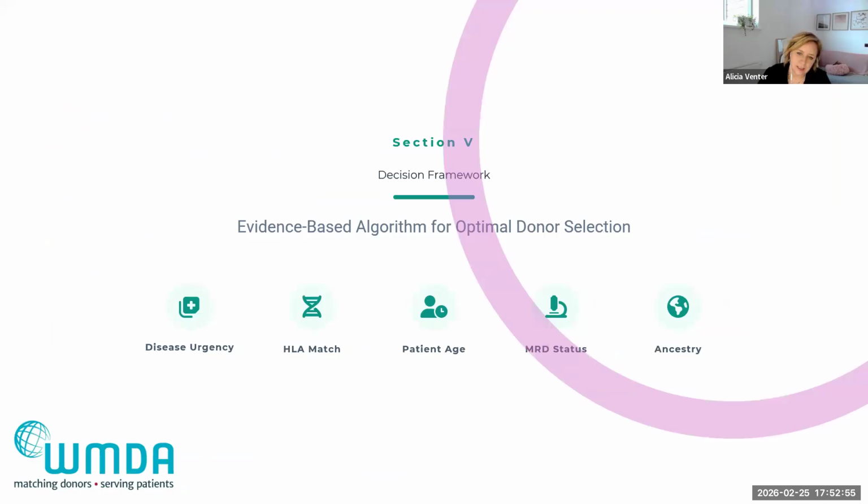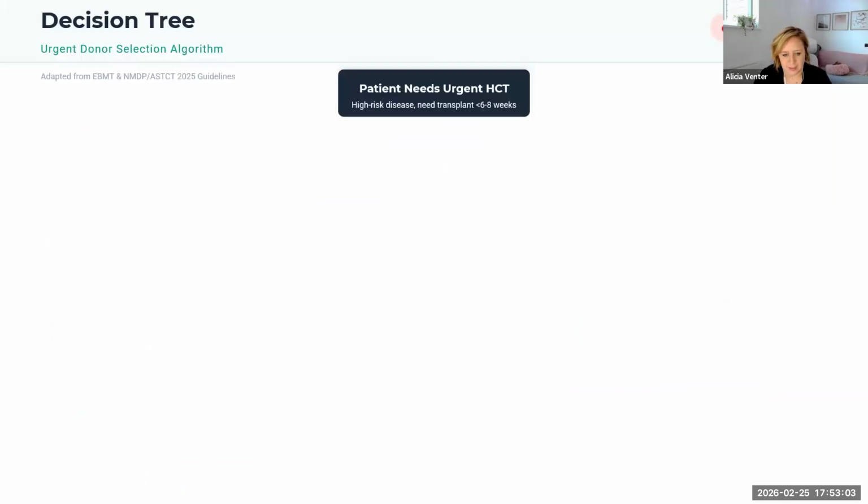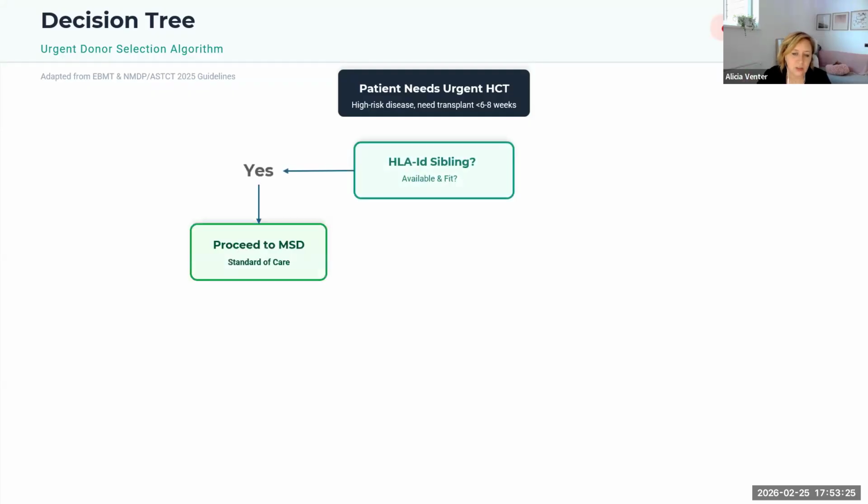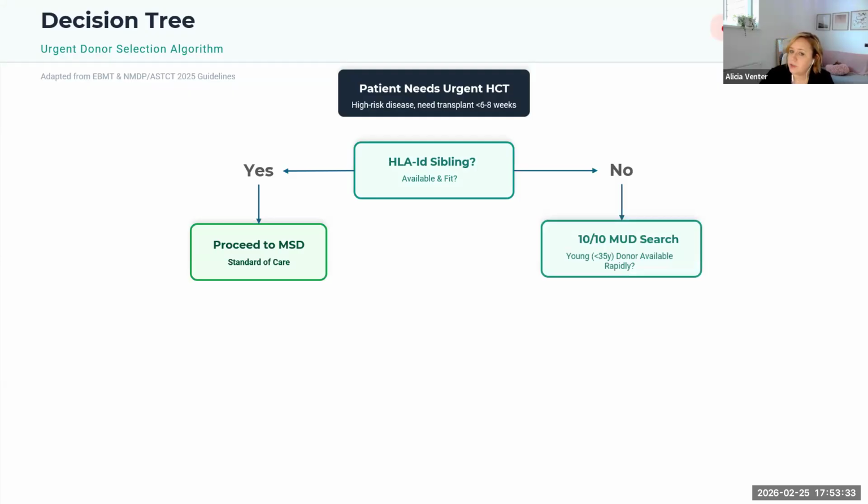Okay, so I guess this is the moment that everyone's been waiting for, and this is the decision-making framework. So let's see what that looks like. So assuming you have a patient that needs an urgent transplant sometime in the next 6 to 8 weeks, the first question you'll ask yourself is, does this patient have an HLA identical sibling that is both available and healthy? If the answer is yes, then of course you proceed to your matched sibling donor because that is the standard of care.